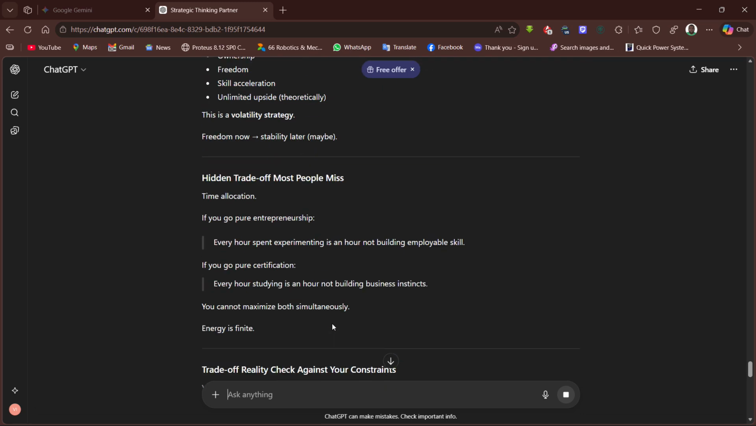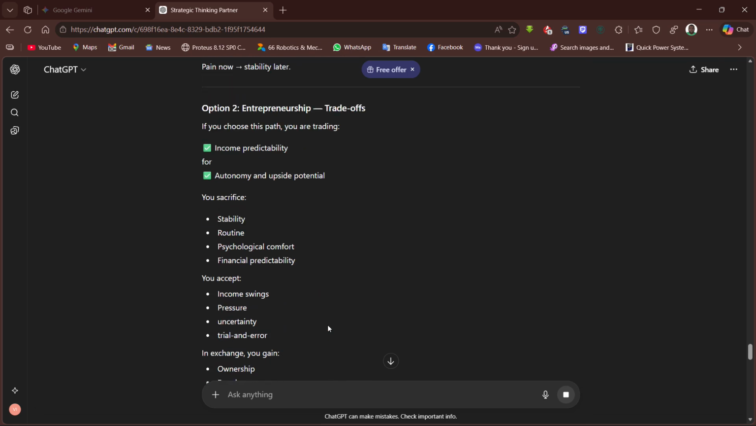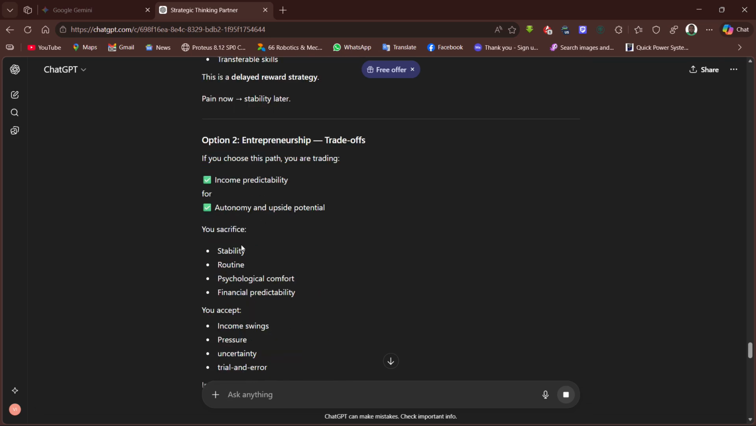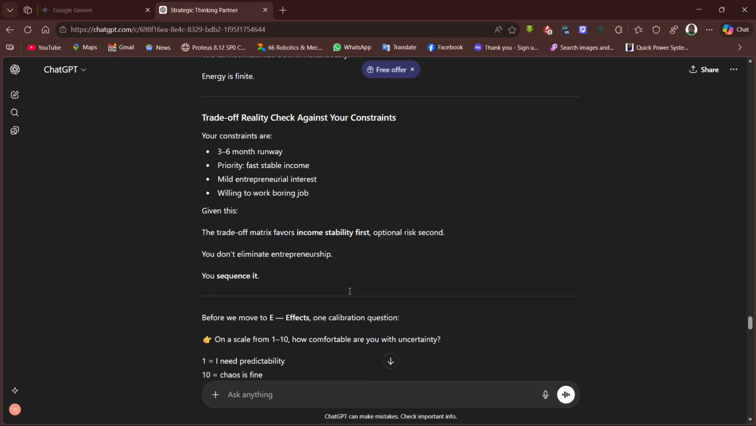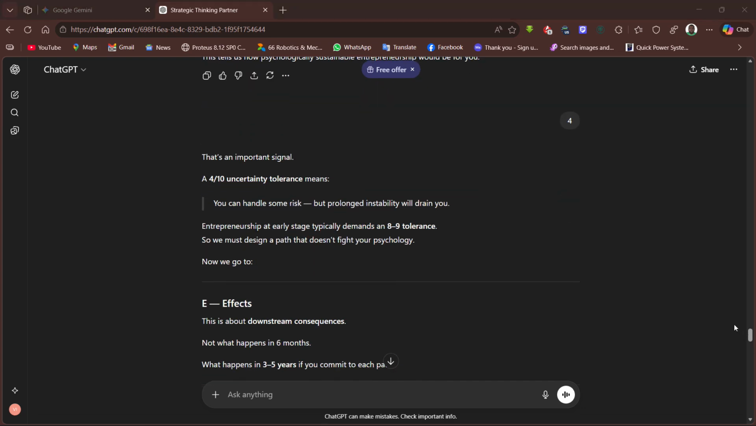For example, let's say here at the level of entrepreneurship trade-offs, you see it says you sacrifice stability, routine, psychological comfort, and financial predictability, right? And then you accept income. If you don't agree with any one of these, you can definitely let it know. You just highlight, click on Ask ChatGPT, and then you move ahead, right? Or basically, you can stop and inform it of a different point of view you have from its conclusion.